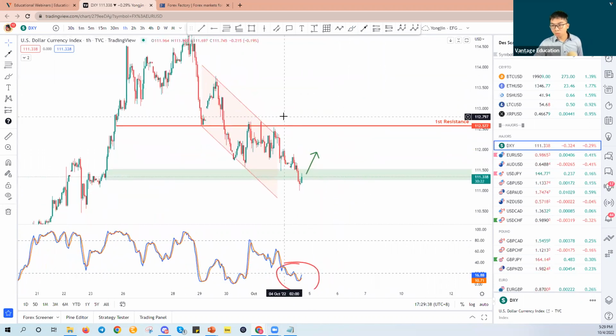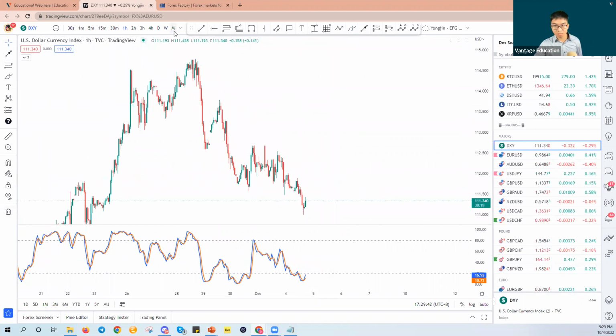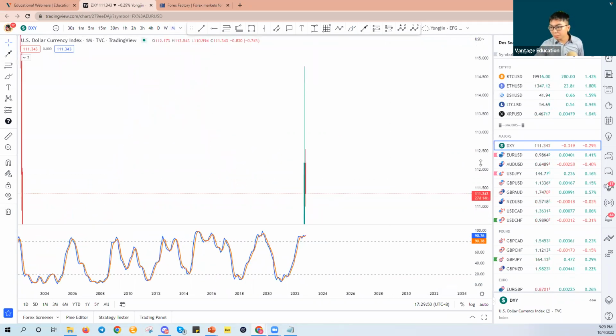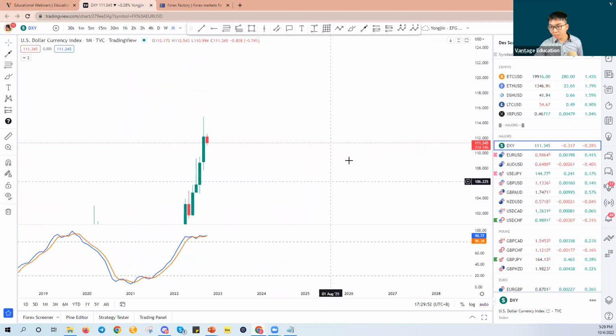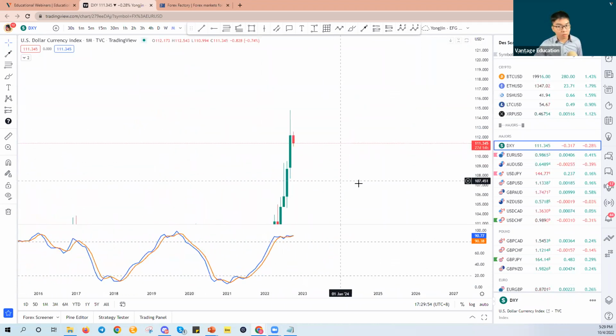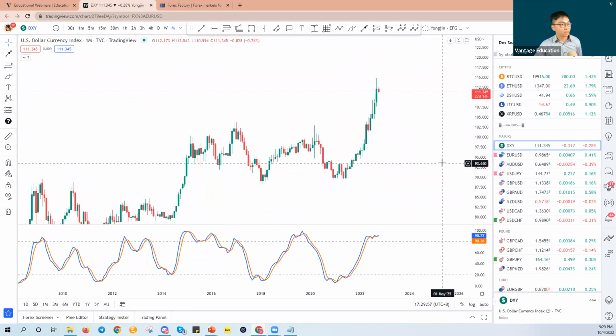Okay, so what I like to do normally, let me get a clean chart state. I like to do top-down analysis for every single pair, including DXY. So let's head to the monthly first. We are now on the DXY monthly chart.